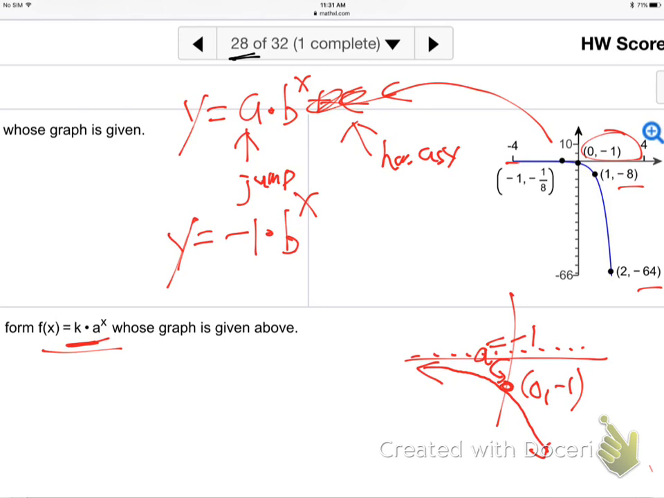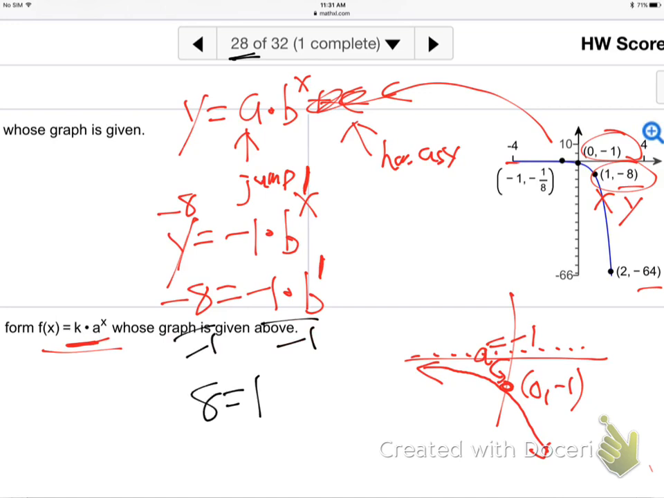But let's just be formal about it. Formally, you could just plug in a point, and you'll exactly find it. It will be 8. Let me formally show you. If you plug in x is 1, y is negative 8, you can solve for b. Negative 8 equals negative 1 times b to the 1. So, divide by the negative 1. That's 8 is b to the 1, so b is 8, as we said.